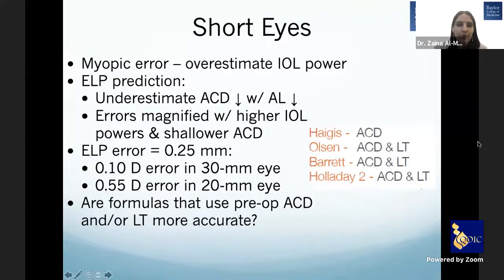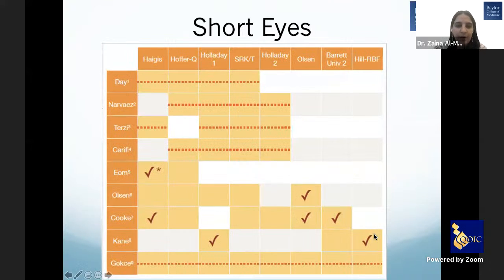Yes. And if you notice, if you are off by 0.25 millimeters effective lens position, to explain this point, you'd get a 0.1 diopter error in a 30 millimeter eye. Not a big deal, right? Versus a 0.55 diopter error in a 20 millimeter eye. So we thought about whether formulas that use pre-op anterior chamber depth and/or lens thickness are more accurate. So again, our group looked at the Haigis, Olsen, Barrett, and Holladay 2.